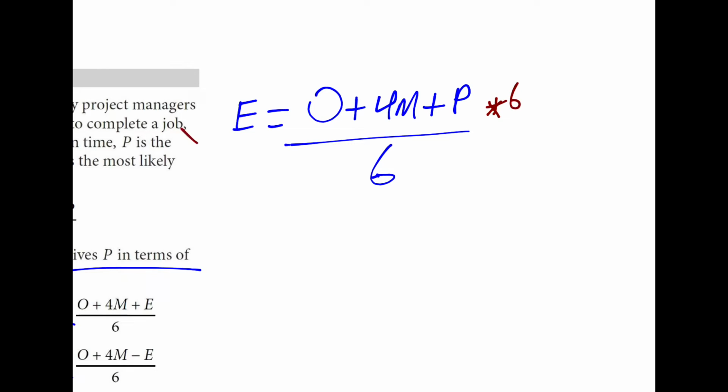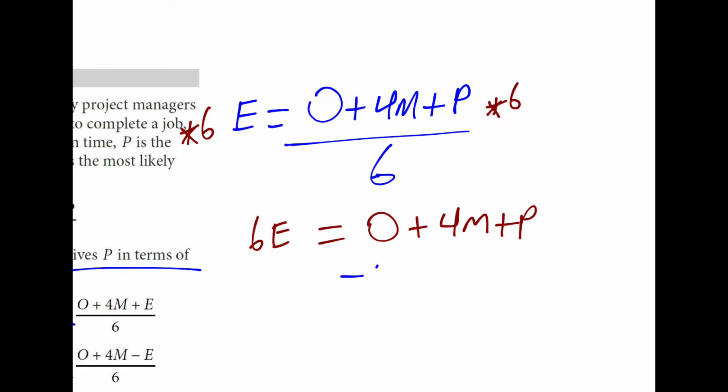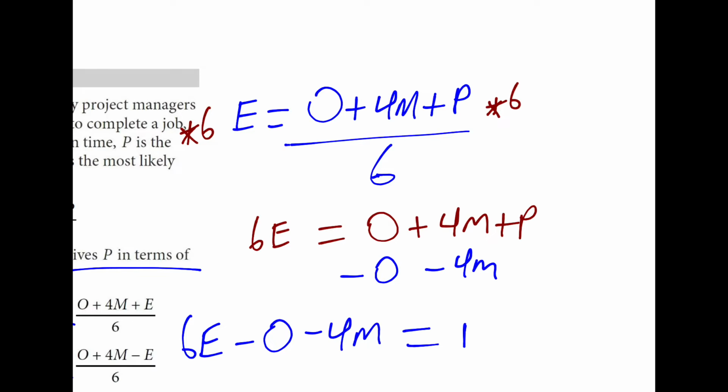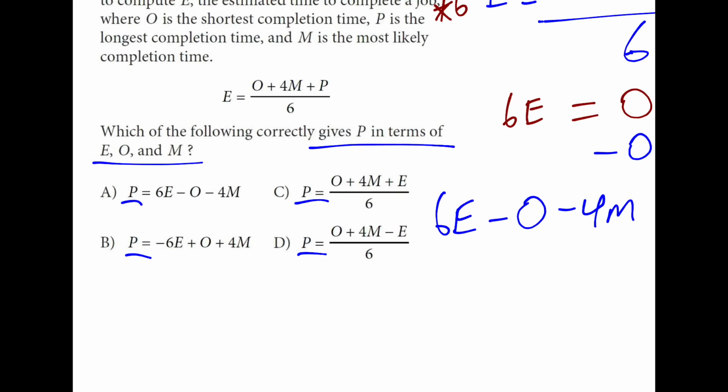I'm going to multiply both sides by 6, so I have 6e is equal to O plus 4m plus p. And I want to get p by itself, so I'm just going to subtract O and subtract 4m. I'll do them at the same time. So I have 6e minus O minus 4m is equal to p. So it turns out my answer here was A.